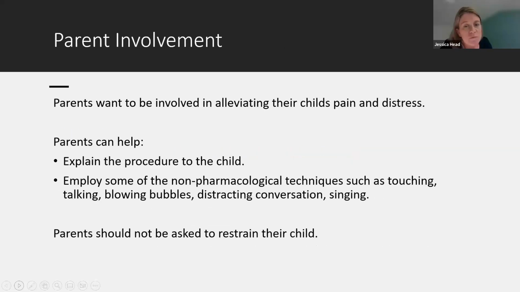Parents want to be involved in the procedure. They want to help alleviate their child's pain and distress. And you can ask parents to help by explaining the procedure to the child, and they can employ some of the non-pharmacological techniques, such as talking, reassuring their children, playing with them, blowing bubbles, all of those things. The one thing parents should not be asked to do is they should not be asked to restrain their child while you do the procedure.